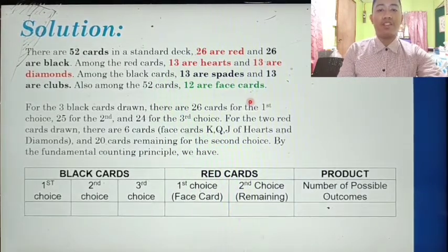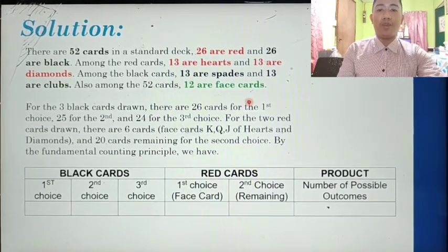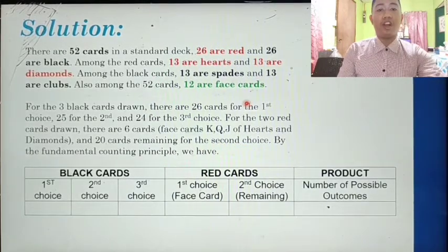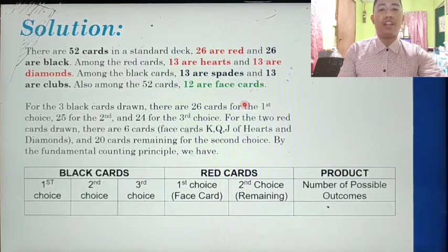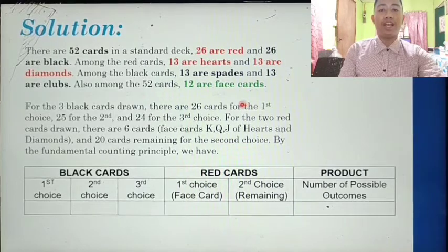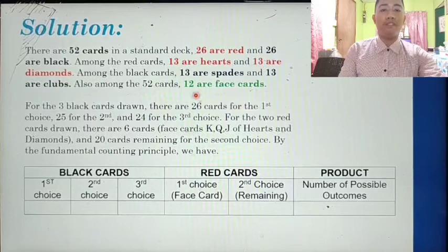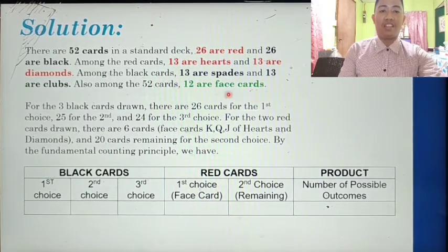Because the face cards are the king, the queen, and the jack. Of course, there are only 3 face cards in every shape. So there are only 4 shapes: the diamond, the heart, the clubs, and the spades. Meaning to say, we are using the fundamental counting principle again. So 3 face cards times the 4 shapes. So we have 12 face cards in all.